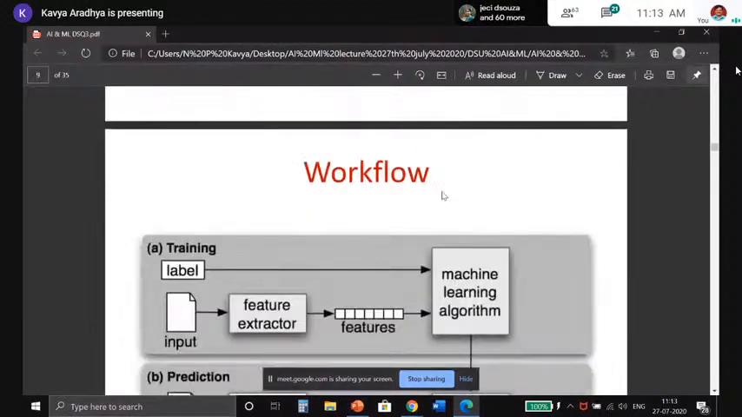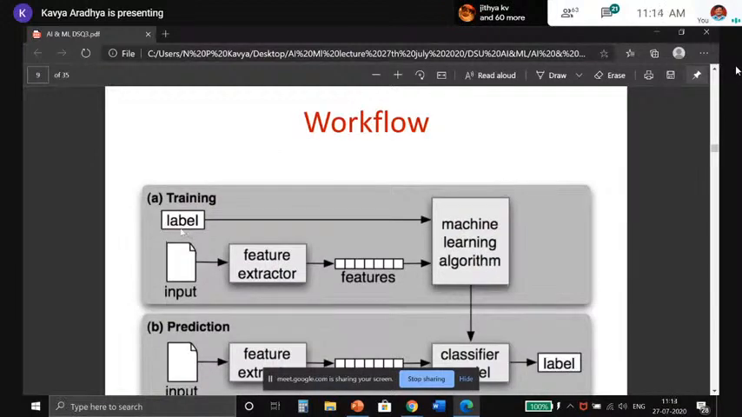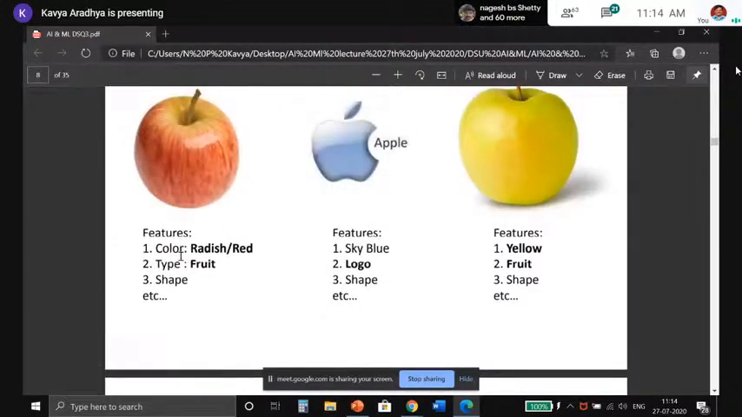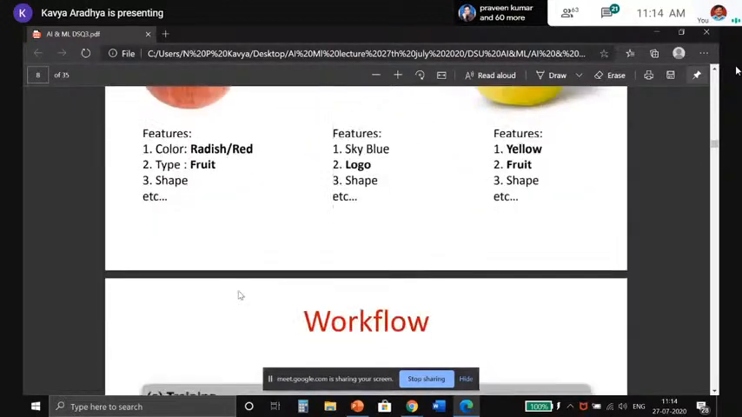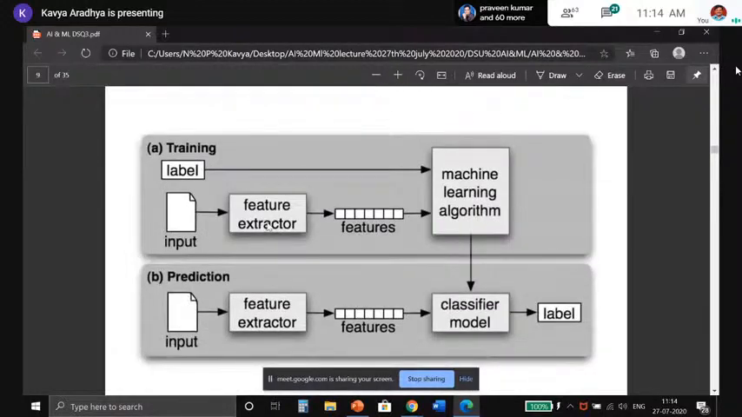Now, what is the workflow that is happening in your mind? Initially, there is a label given to that. Apple is a label given to the machine learning algorithm. Input: color, type, shape, that is the input. You give different features, color, shape. These features are processed and given to the machine learning algorithm, which enters a classifier model. The classifier model is required for doing predictions. You've got a feature extractor here.